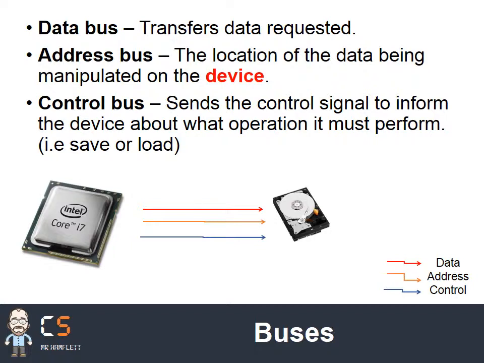The address bus is going to tell the device where to find the data. So it might be the location of where the data is going to be saved, or where the data is going to be loaded from, and we call the location of the data an address. The control bus is basically the operation that needs to be performed. So a signal is going to be sent down the control bus to basically tell it, I want to save, I want to load, I want you to do something. So the control bus is sending the instruction that needs to be done by the device.